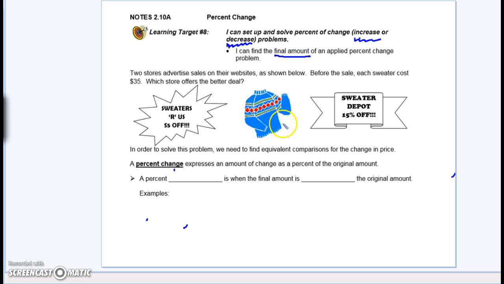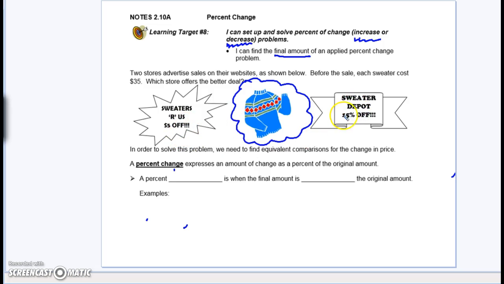So let's say, this first little example here, let's say you really, really want this awesome sweater. It's unbelievably cute and you just need it. You've got two stores, Sweater Depot, Sweaters R Us. They're selling that same sweater. This store is advertising a sale where you get $5 off of this awesome sweater. Okay, pretty clear. I'm just going to subtract $5.